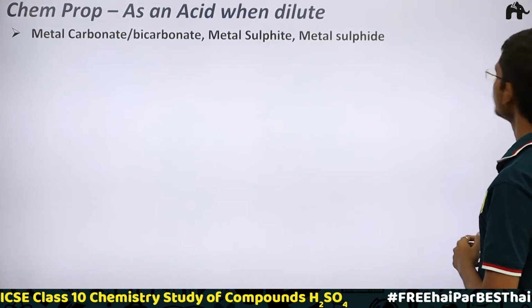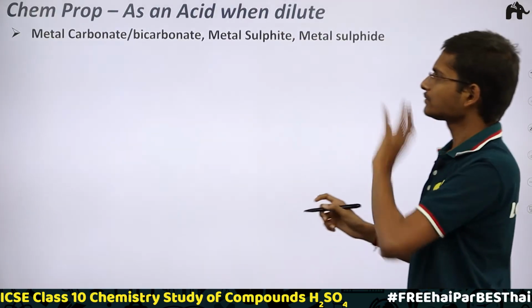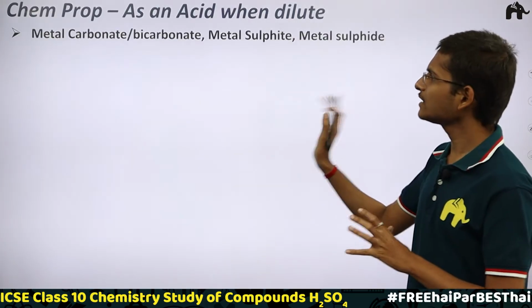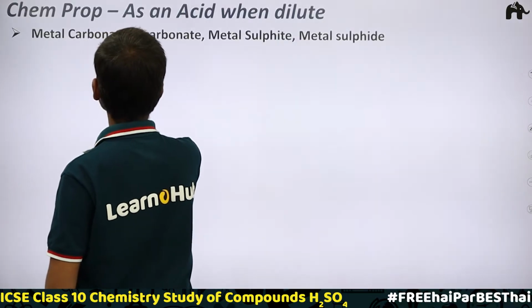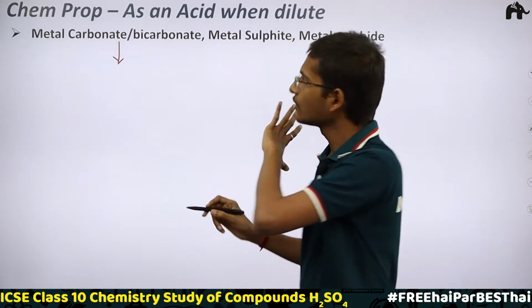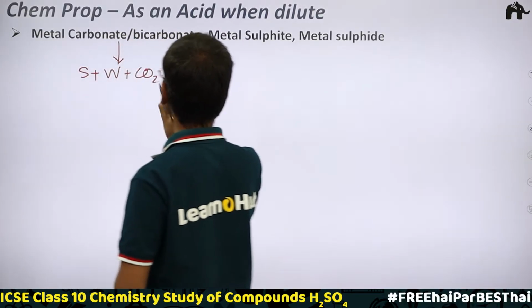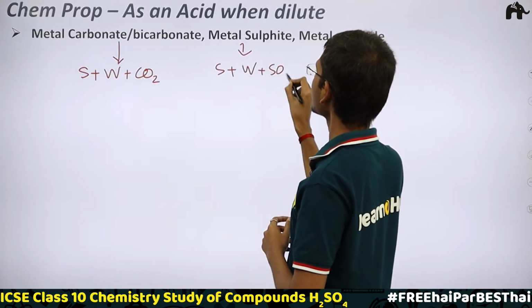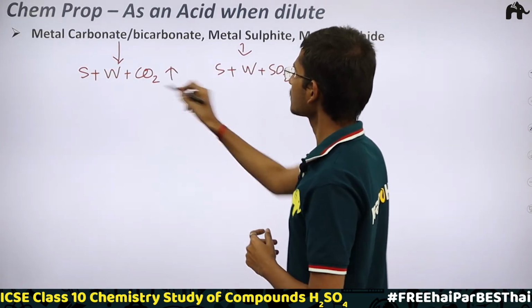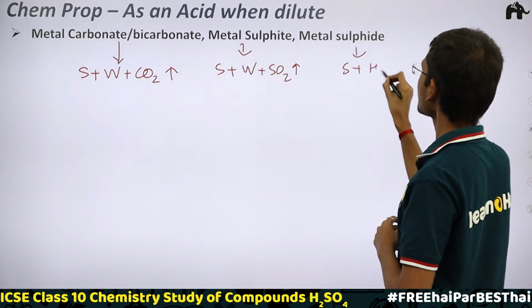Then moving ahead to metal carbonates and metal bicarbonates. Here very simple reactions are there. When metal carbonates and metal bicarbonates react with our dilute sulfuric acid, they simply give us salt, water and carbon dioxide. Metal sulfites give us salt, water and sulfur dioxide gas. Just one change: in place of carbon dioxide, sulfur dioxide. And metal sulfides give us salt and hydrogen sulfide gas.